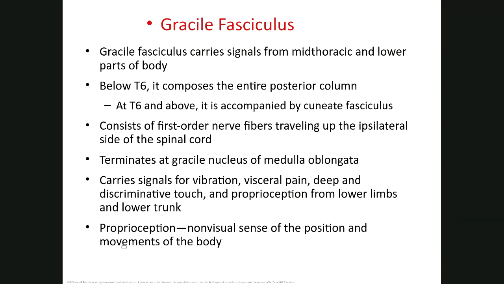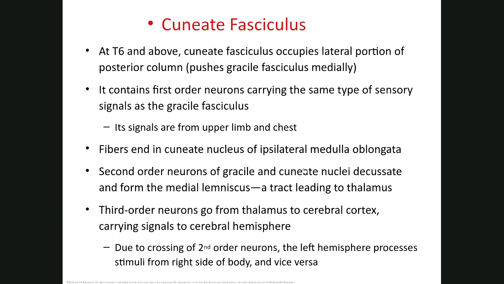By the way, proprioceptors are from proprioception, the non-visual sense of the position and movements of the body, and they continuously send signals to the brain. That's why you're able to maintain your posture. The gracile fasciculus is below T6, while the cuneate fasciculus is T6 and above. The same information, but this is going from T6 and above. This will tell us that the cuneate takes care of the upper part, while gracile takes care of the lower part.